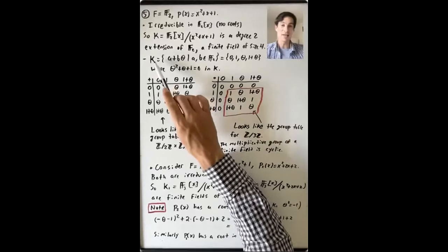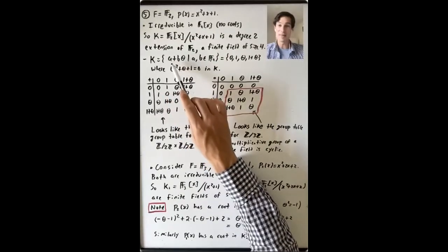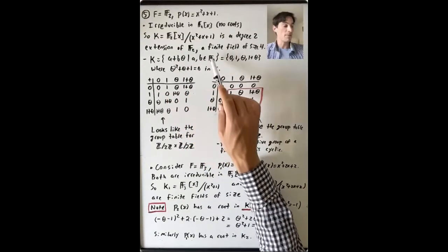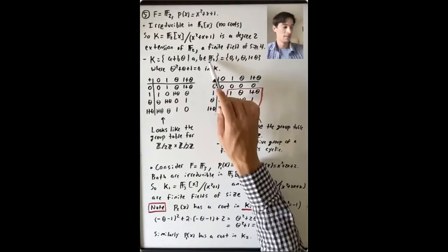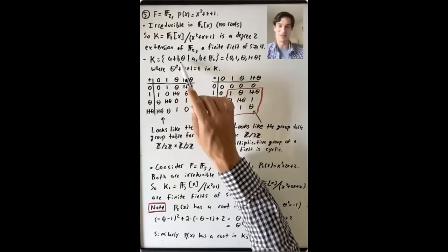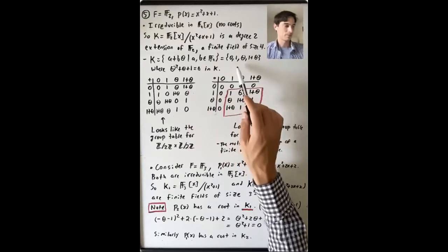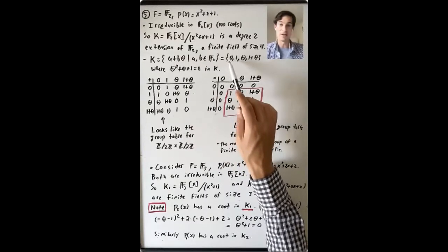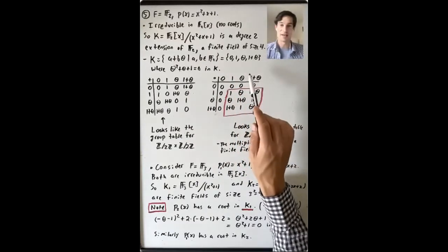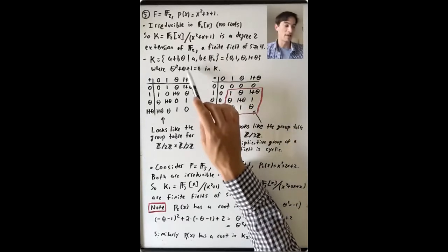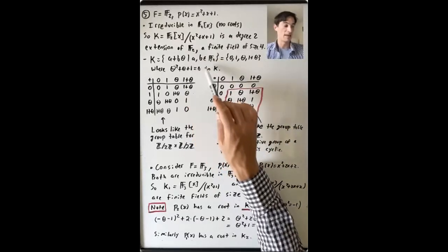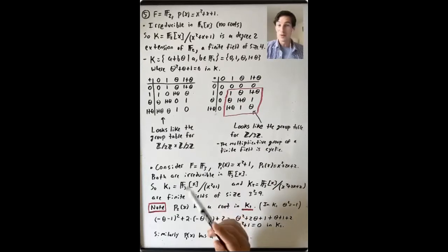And how can we think of the elements of K? We can think of them as a plus b theta, where a and b are elements of F2. Since there are only 2 elements of F2, we can just write these down. These are the 4 elements: 0, 1, theta, and 1 plus theta. And what's true about theta? Theta squared plus theta plus 1 is 0 in K. So we know how to add and multiply in K.